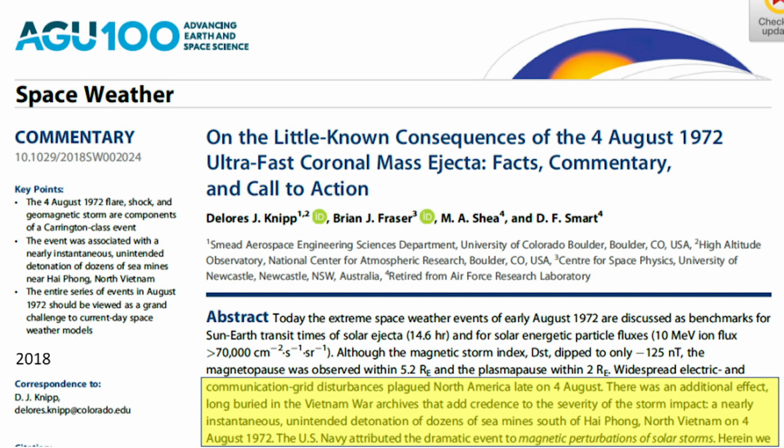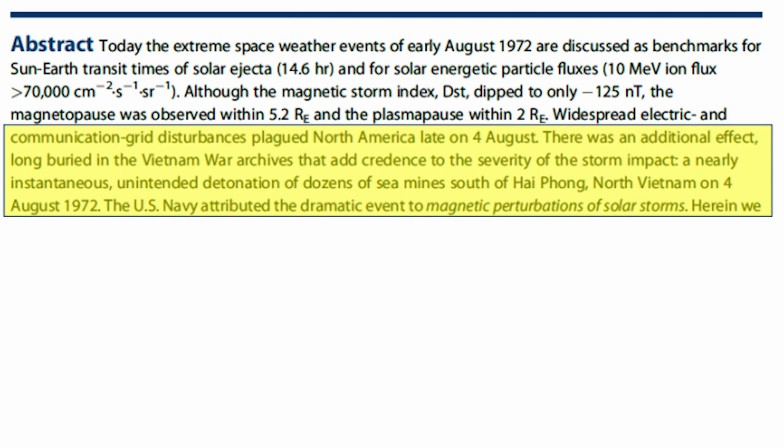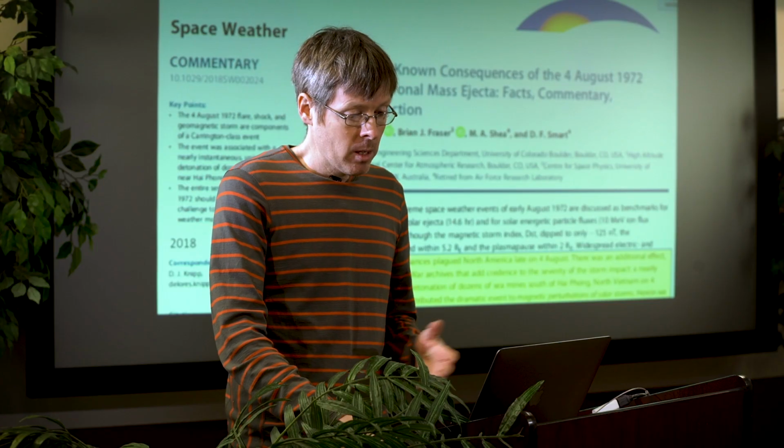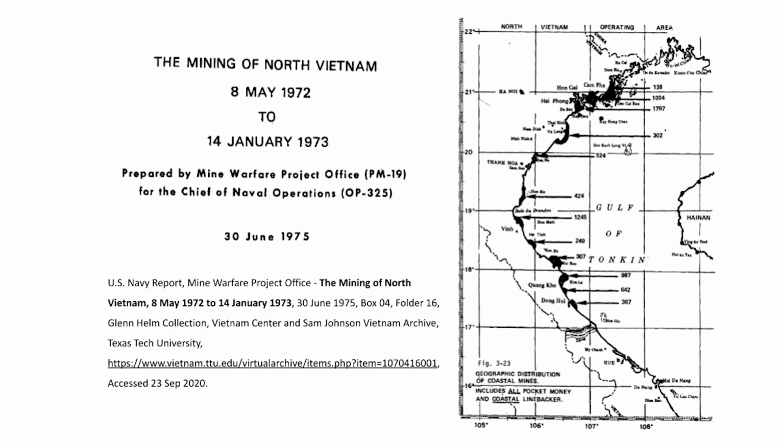One example of this societal relevance came from a paper published in 2018 about a geomagnetic storm on August 4th, 1972. And here in the abstract it says, there was an additional effect long buried in the Vietnam War archives that add credence to the severity of the storm impact: nearly instantaneous, unintended detonation of dozens of sea mines off the coast of Vietnam. And you can find this declassified report, shown here with a map offshore Vietnam.